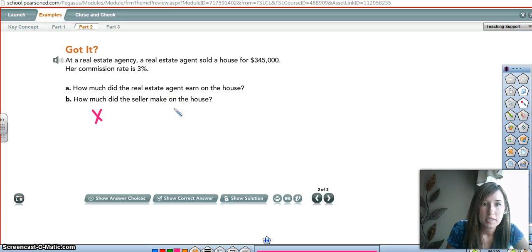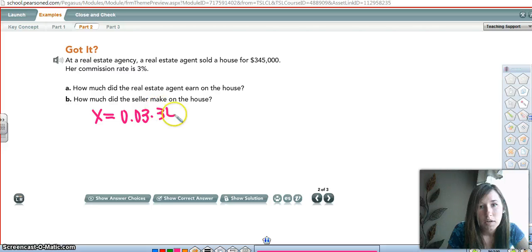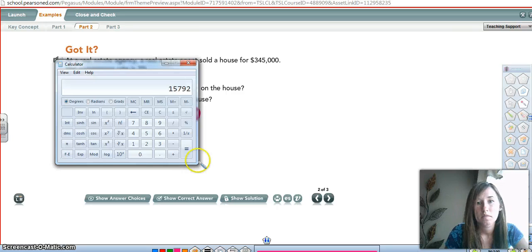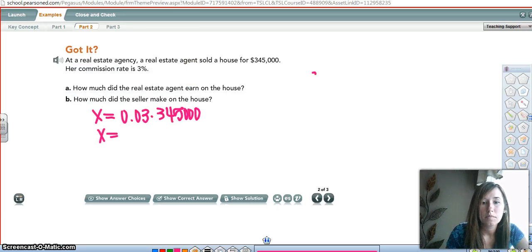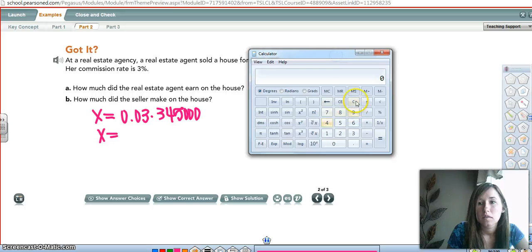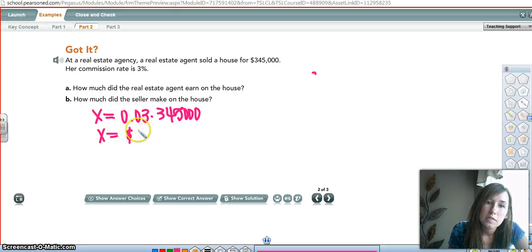Our part is the amount that the real estate agent will get to keep. Our percent is 3, and our whole is $345,000. So the real estate agent, it's like a salesman, would keep $10,350.